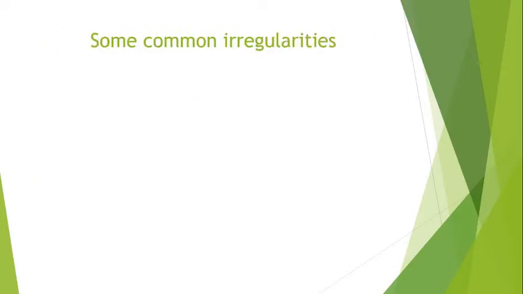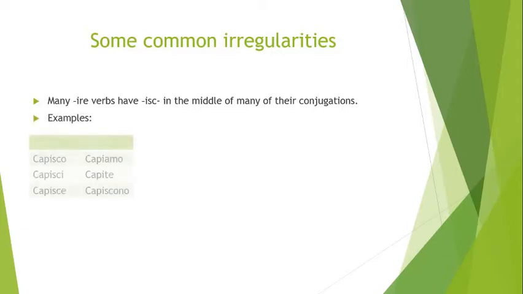So there are some irregularities that happen quite often with IRE verbs. There are a lot of IRE verbs that have isc in the middle of them when they're conjugated. I'll show you this. It's an irregularity, but I don't know if this makes sense. It's a regular irregularity. What that means is that with the verbs that have this, it's pretty much the same in every verb. I'll show you what I mean. That sounded kind of confusing the way I worded that, but you'll see. So here are some examples.